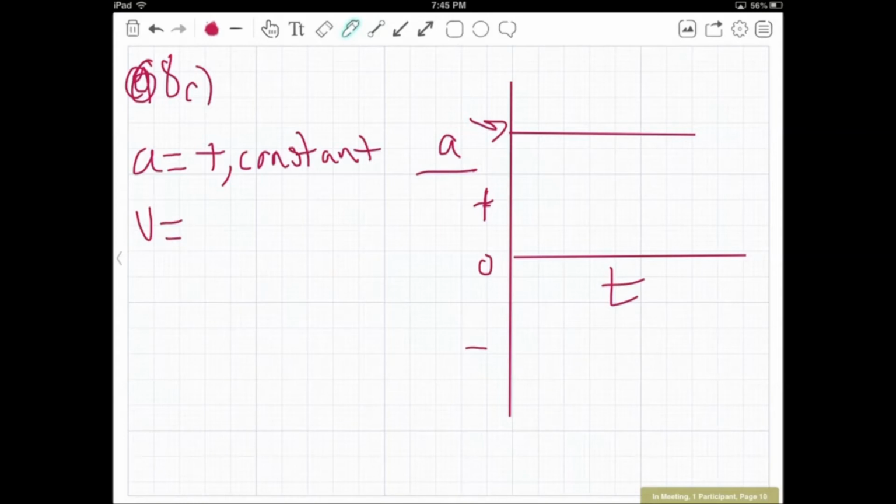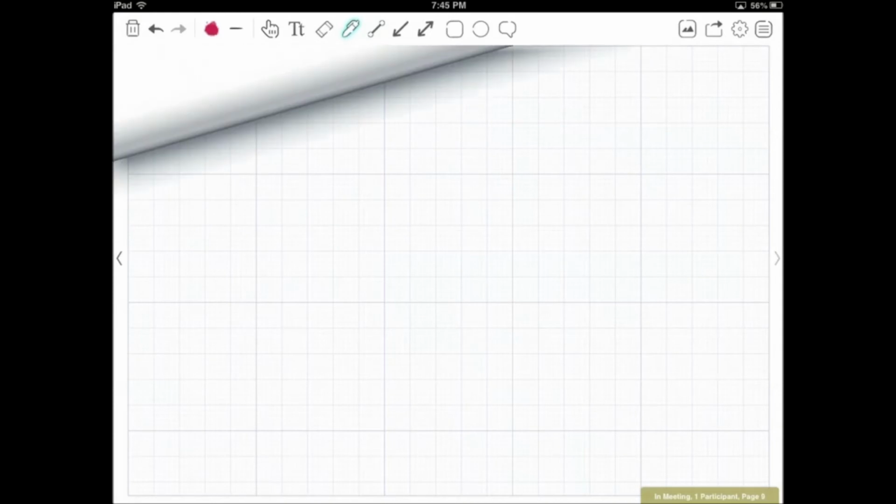The other thing we can say is the velocity is changing. We can't say if it's speeding up or slowing down because we'd have to know if the velocity is positive or negative, but we can say that it's changing. That's because we do have an acceleration now. Acceleration makes velocities change. Alright, going back to page 1.